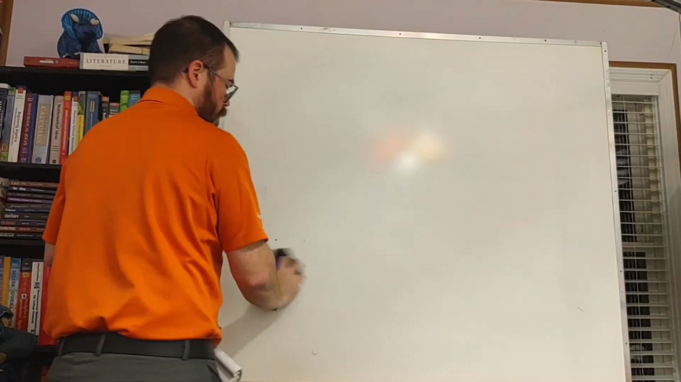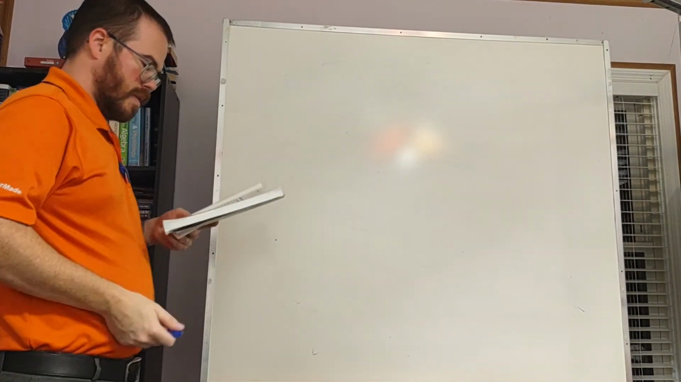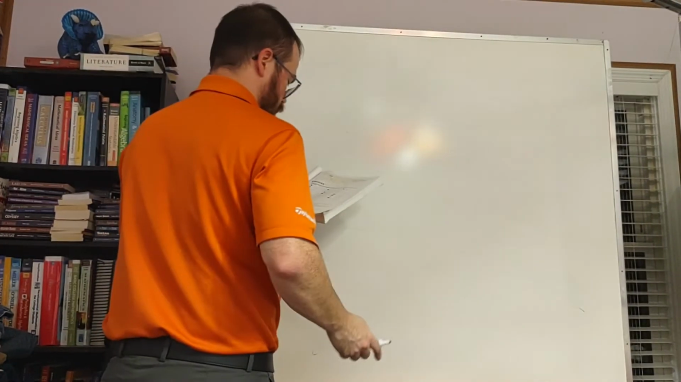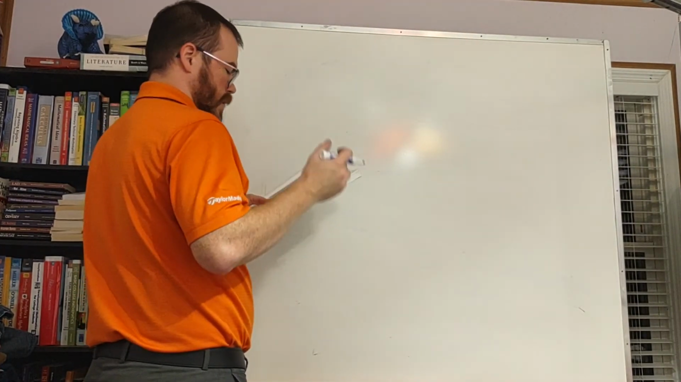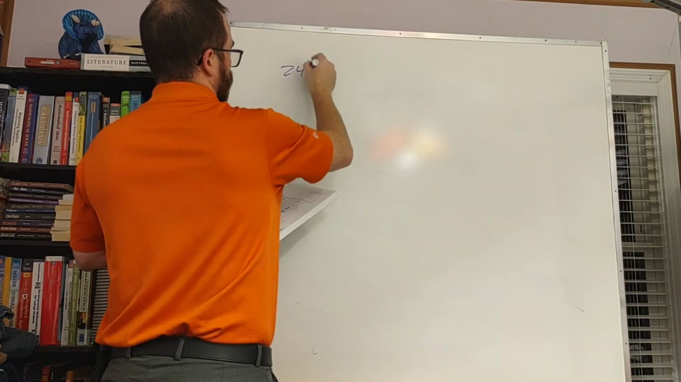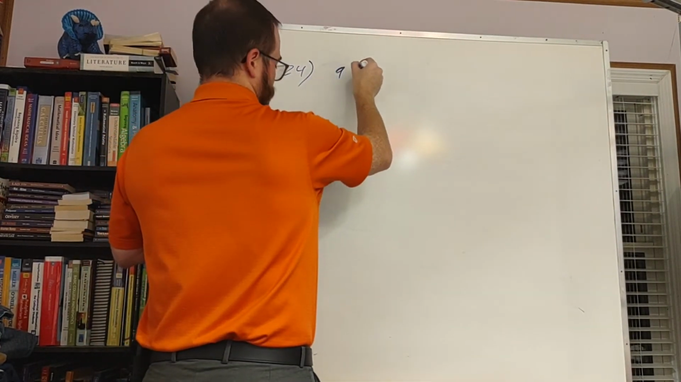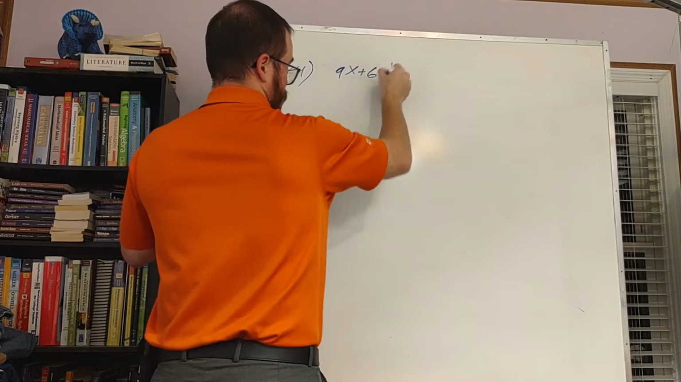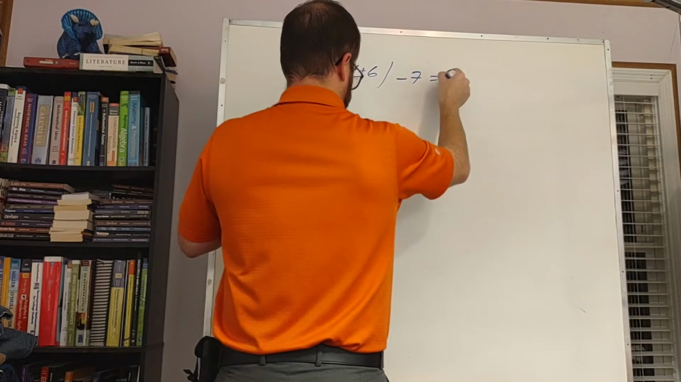Alright, so that's going to be, well, let's do 24 and then 26. So we'll do 24 first. Okay, so change that one up. 24, we've got 9x plus 6 inside the absolute value, and then we've got minus 7 equals 17.